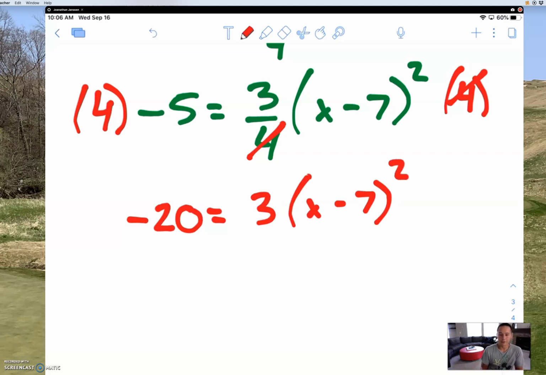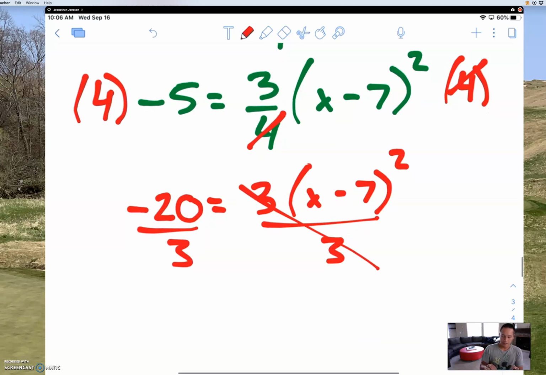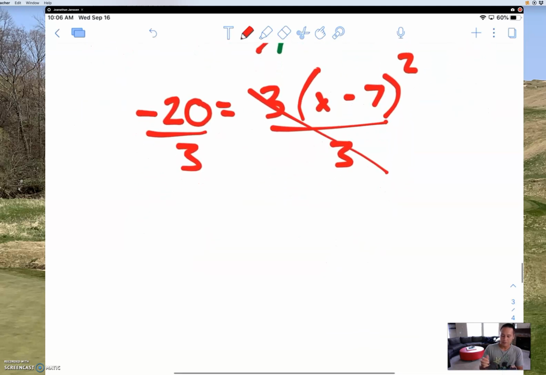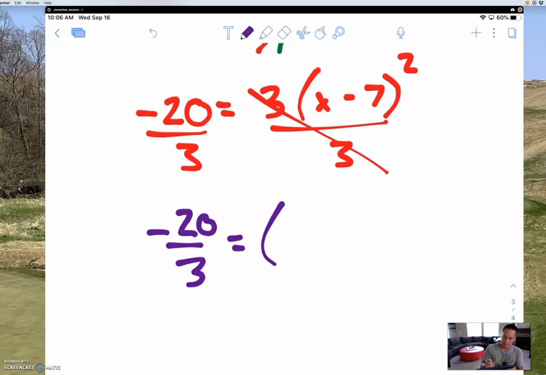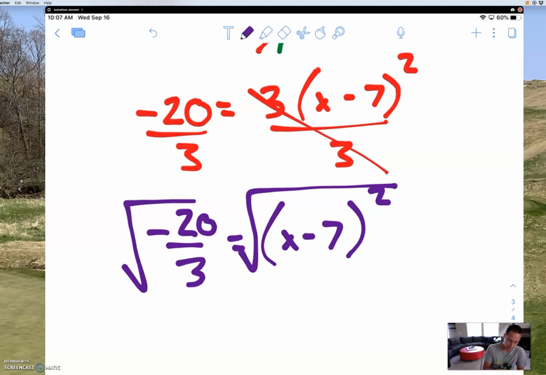The next thing to get rid of is that 3. So we're going to go ahead and divide by 3, and we get negative 20/3 equals (x minus 7) squared. I'll rewrite that one. Negative 20/3 equals (x minus 7) squared. And now to solve, we have to square root both sides. So if we square root, there should be alarm bells ringing in your head right now.